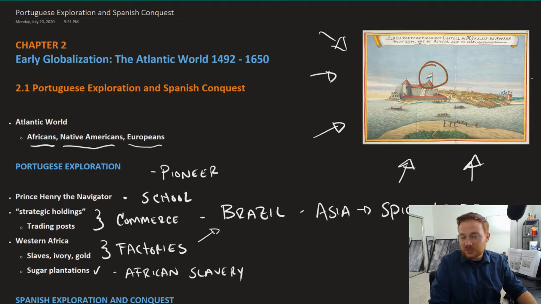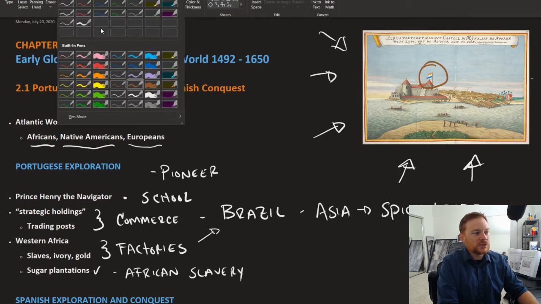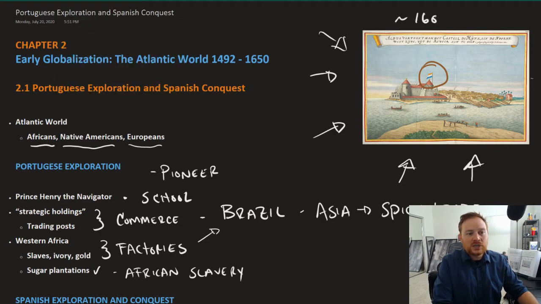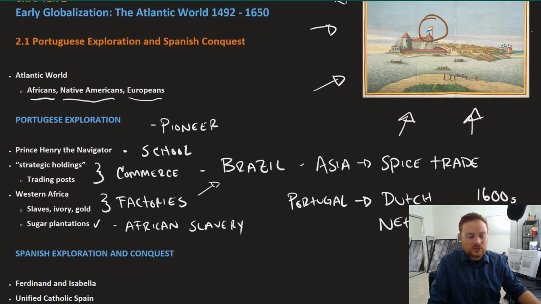If you notice this flag here, it is actually a Dutch flag, starting roughly around the 1600s. Around that period of time, the Dutch began to take over some of Portugal's strategic trading posts, including those that facilitate African slavery. So even though Portugal is the nation to bring some of the first African slaves to the New World, it's the Dutch, or the Netherlands, in the 1600s mostly, that begin to take that over. And by the time you get to the 1600s, most African slaves are being brought over on Dutch slave ships.